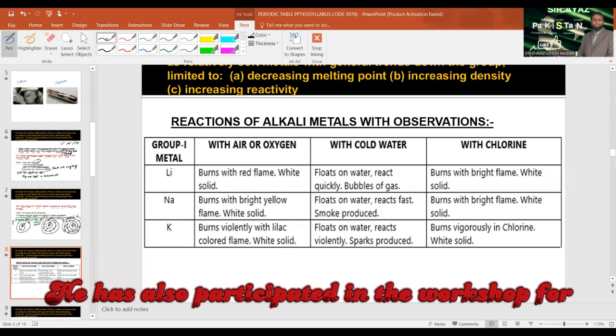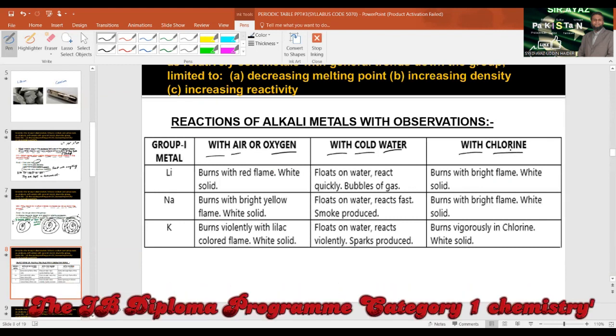So let's talk about some reactions of alkali metals along with observations. We have a reaction with air or oxygen, then a reaction with cold water and with chlorine. Lithium burns with a red flame on reaction with oxygen and produces a white solid. When lithium is reacted with cold water, it floats on water, then it reacts quickly, and bubbles of gas are produced. With chlorine, it burns with a bright flame and a white solid is formed.